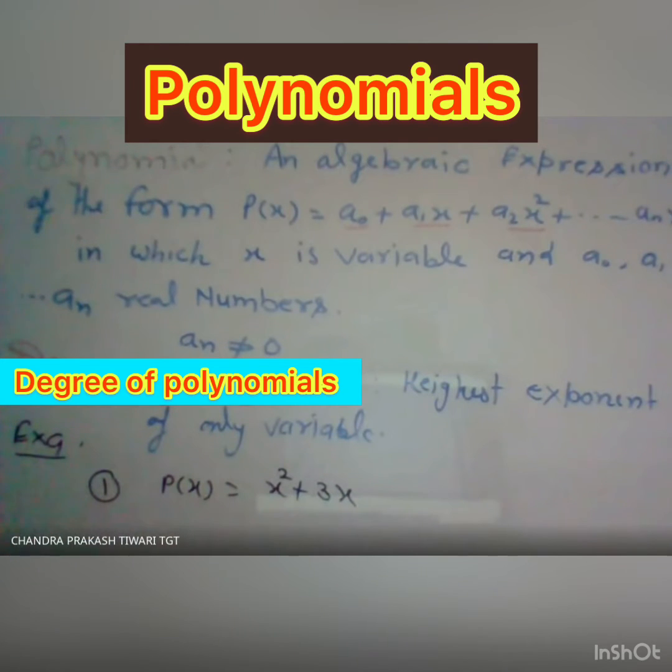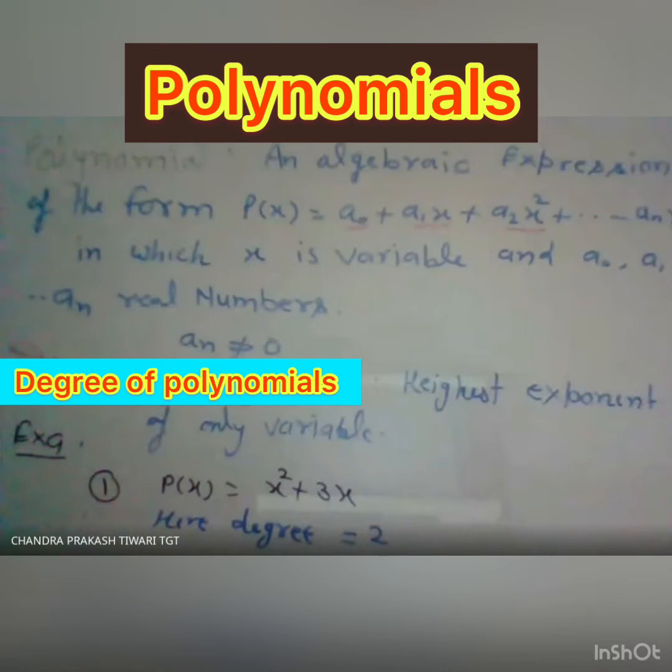Here, degree of this polynomial is equal to 2. Why 2? Because the highest exponent in both terms is 2. So we can say that this is the highest degree, highest exponent and highest power. So it is known as what? Known as degree of this polynomial.